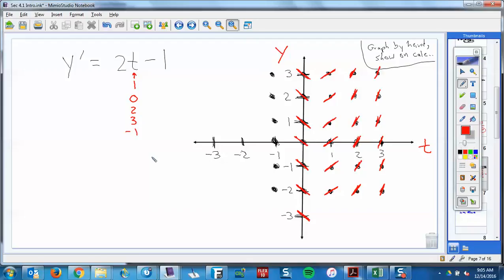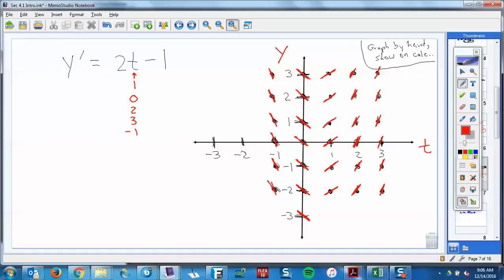Now you can also plot some points. You plot a few points, and you put them in, and you see what the slopes are, and by a process of elimination, you can figure out which one is which. Okay, so a little bit of a hint there. Anyway, you put in -1, what do you get? -3. So you have a -3 slope here.